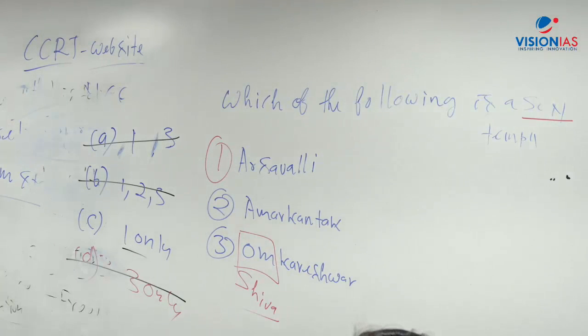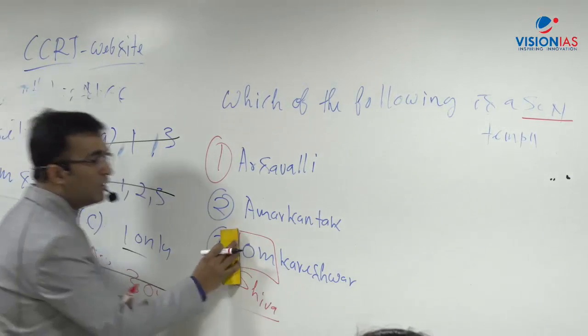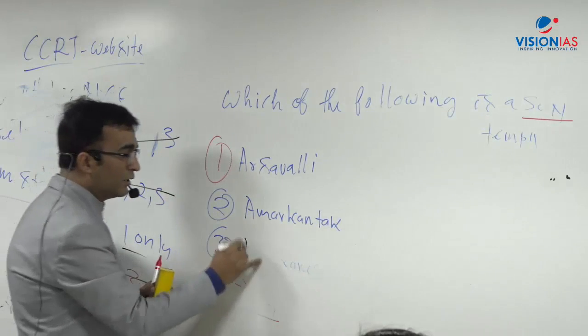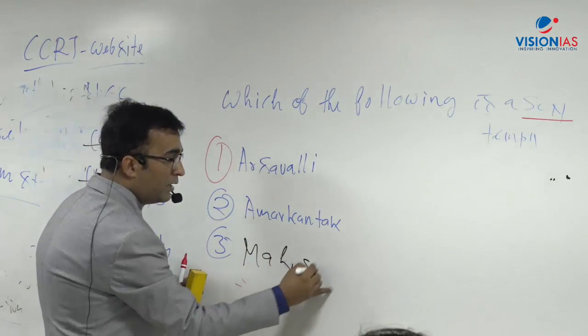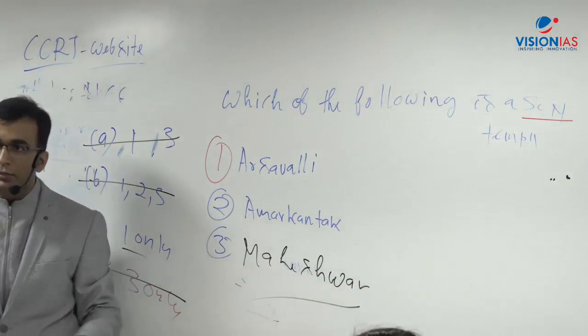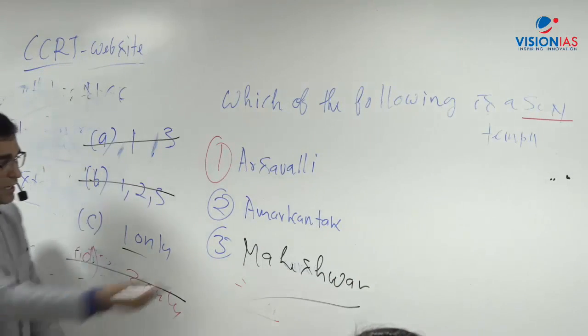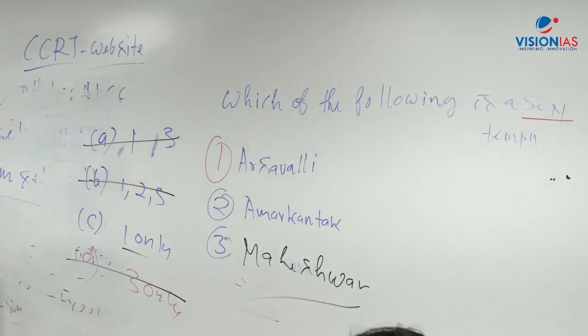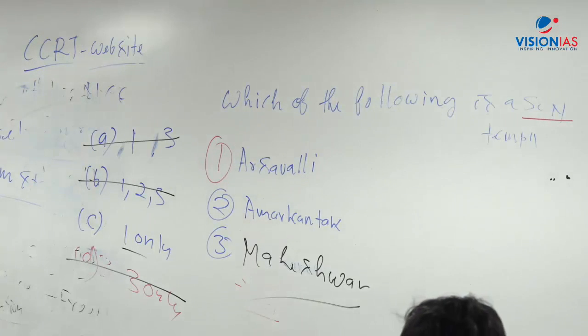UPSC will always give you one option where, when you apply your mind, you can arrive at the answer. What if I change Omkareshwar with Maheshwar? Okay, Omkareshwar with Maheshwar. Now again I'll ask you the same question: who is Mahesh? Shiva. Then again you need to cut 3. So this is how the questions are framed in UPSC. It's not all about mugging up the things, but rather analyzing the things, breaking them into small parts, and then you can arrive at the answer.